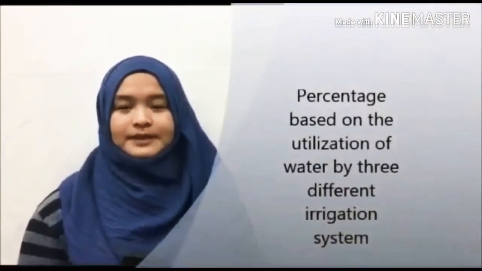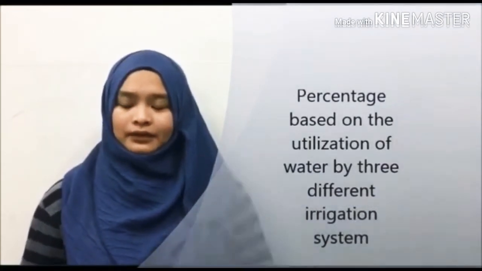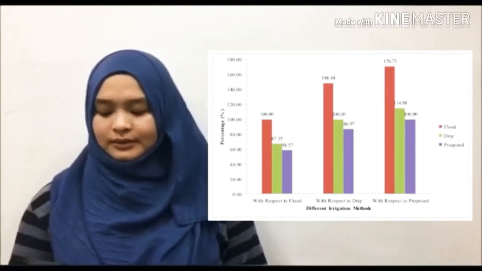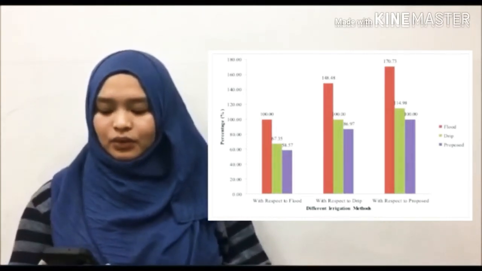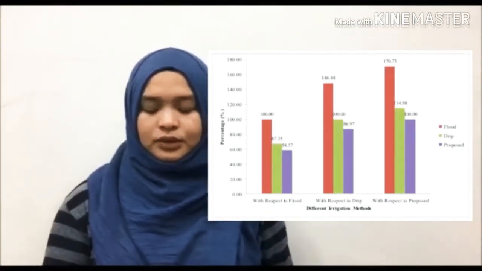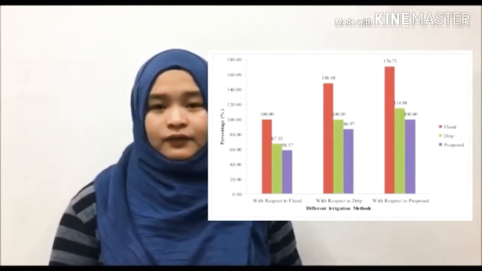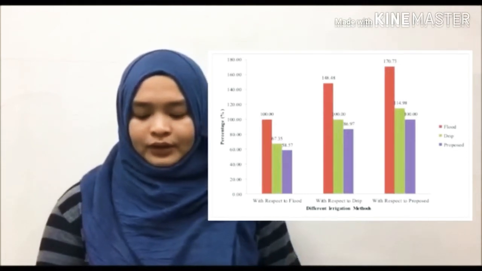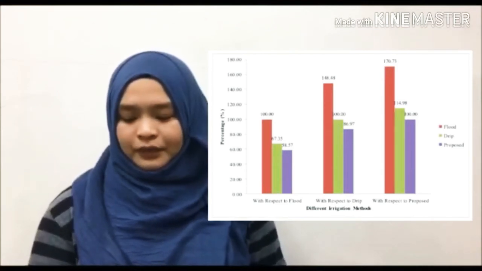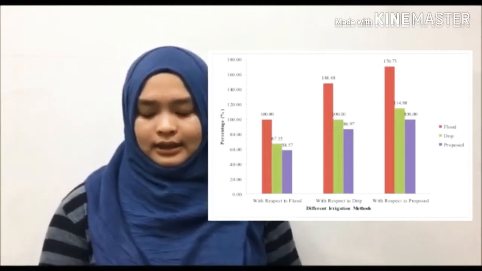This figure shows the percentage based on utilization of water by three different types of irrigation. Based on the figure above, the proposed irrigation system clearly can save much more water when compared to other irrigation systems. When the manual system required 100% of water, the proposed system only required 58.57%. Next example, when the proposed system required 100% of water, the other irrigation systems require higher than that.